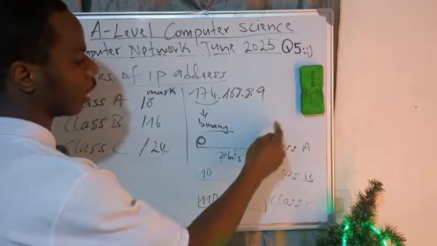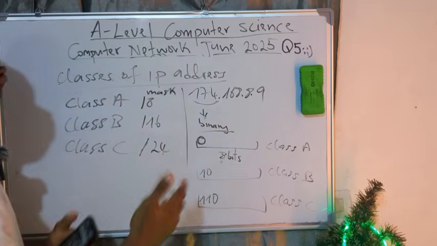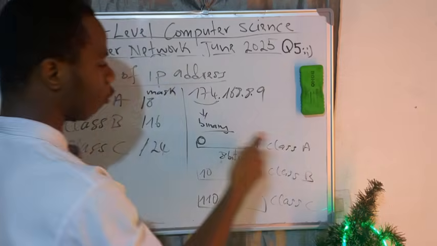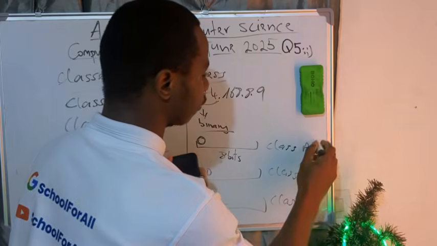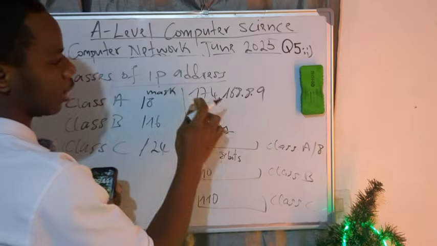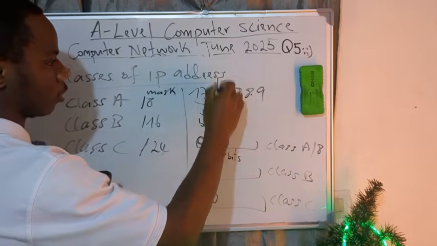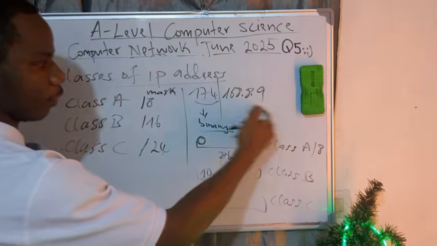And by the moment you know the class, automatically you know the number of bits for the network part. Like here, if I convert and realize that it starts with 0, I know that it's class A. And I know that class A is what? /8, meaning that in this IP address, the network part is what? 8 bits. And the host part is the remaining.